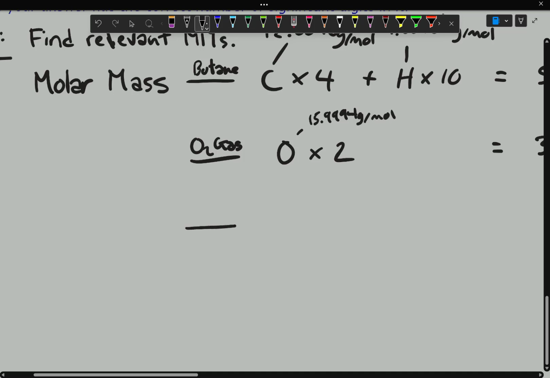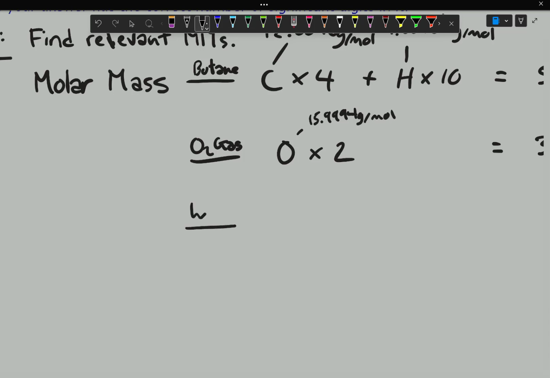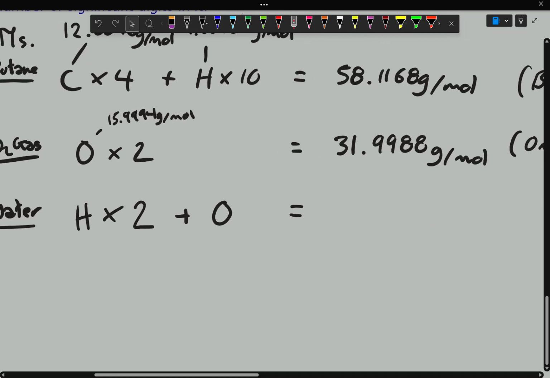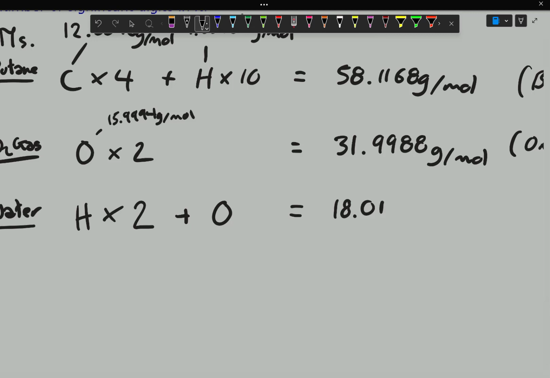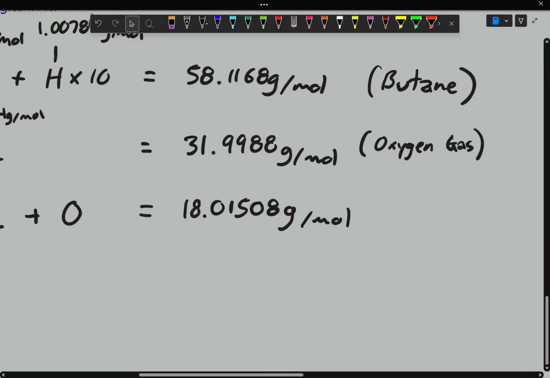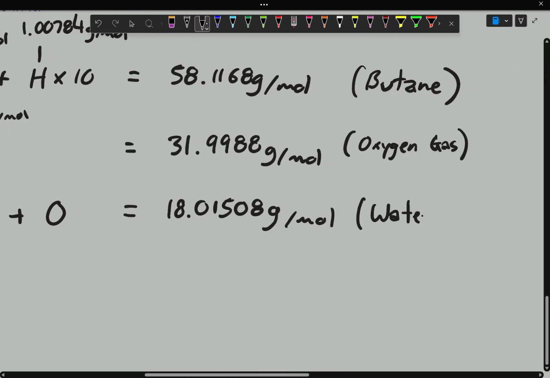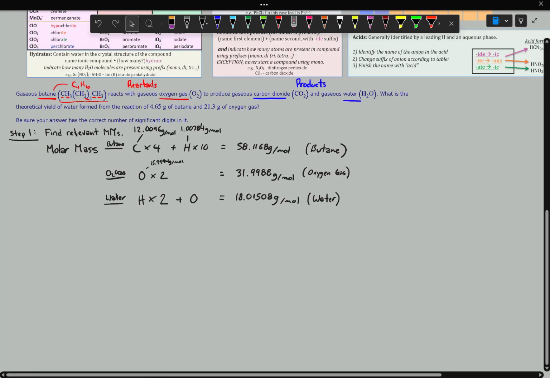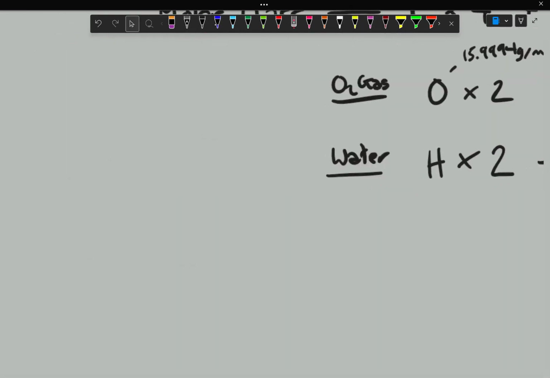So let's find the molar mass of water. Obviously, water is molar mass of hydrogen times 2 plus the molar mass of oxygen. And if you perform that calculation, you get 18.01508 grams per mole water. Okay. So now that we've found the relevant molar masses, let's move on to step 2.